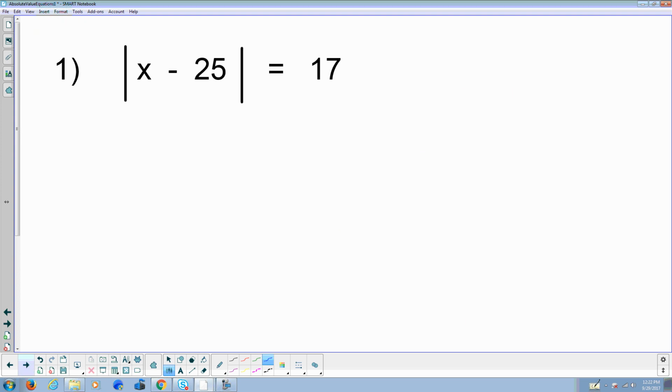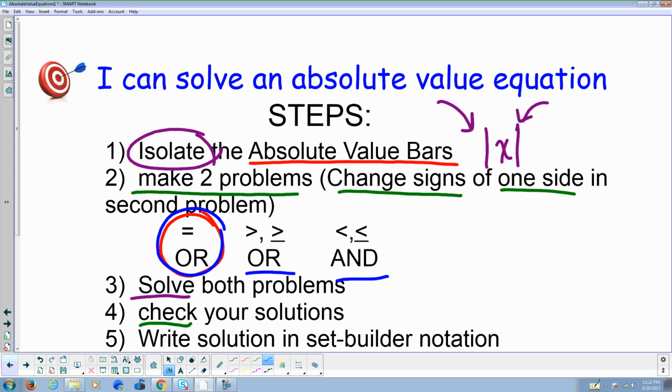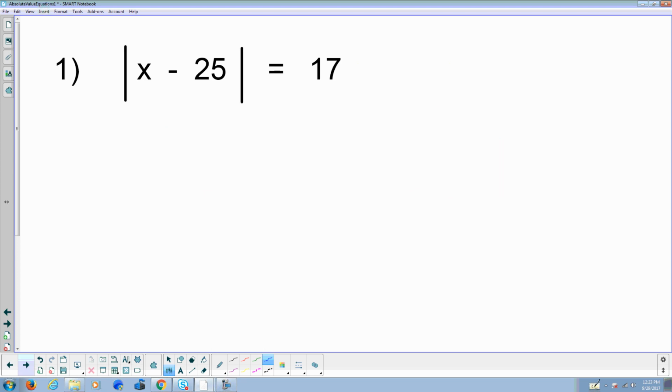So let's look at our first example. Absolute value of x minus 25 is equal to 17. Let's go back to our steps. Step 1, we need to isolate the absolute value bars. Well, looking here, I noticed that there are no other terms on the left-hand side of the equation that are not contained in the bars. So I would say that these bars are already isolated.